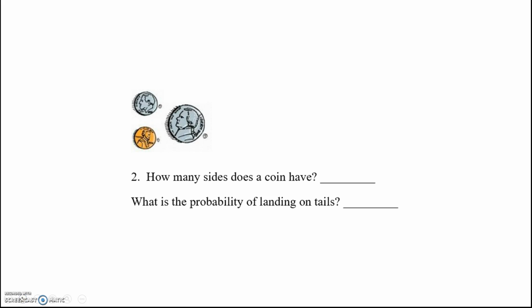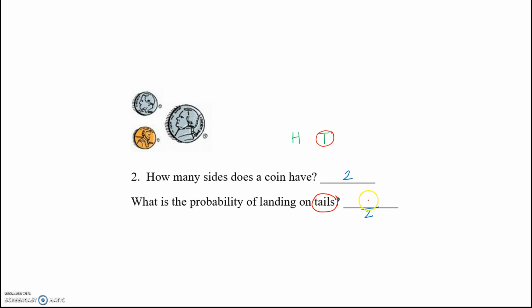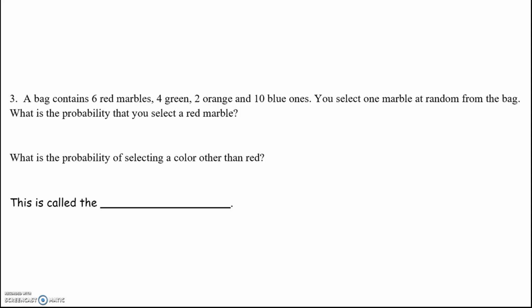All right, so next we're talking about coins. It says, how many sides does a coin have? So again, I always want you to write out your sample space. If you flip a coin, we can have either heads or tails. So how many sides are on a coin? Well, a coin has 2 sides. So 2 is going to be my bottom number because it's the total number of possible outcomes. Then it says, what is the probability of landing on tails? So there are 2 outcomes, but there's only 1 tails. So the probability of tails is 1/2, which is actually the same probability as heads.